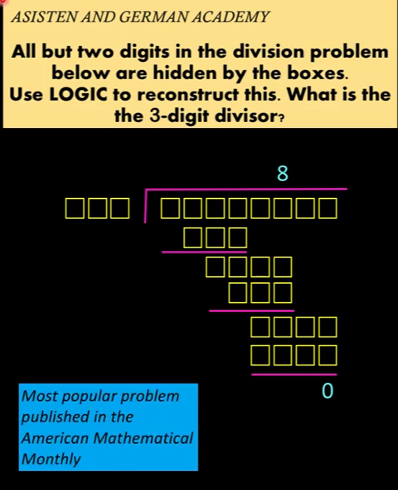Hi everyone, here's our math problem for today. We are given here a division problem, but all the digits are hidden behind these boxes except only two digits, 8 and 0. The 0 here tells us that there is no remainder in this division operation. We are asked to use logic to reconstruct this division problem, and our main goal is to find the value of this 3-digit divisor.